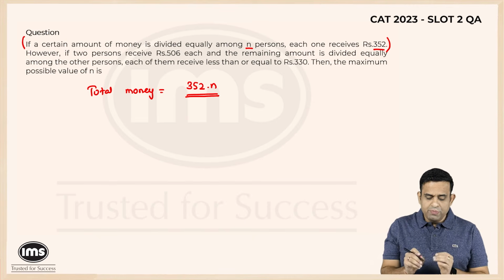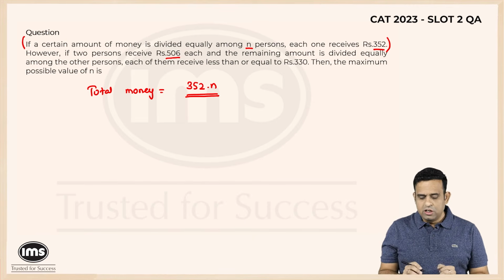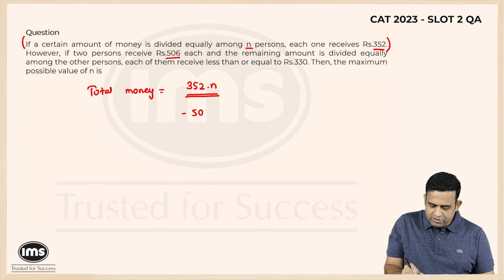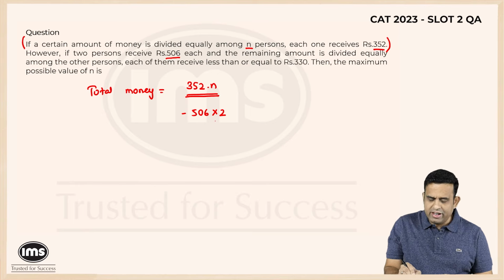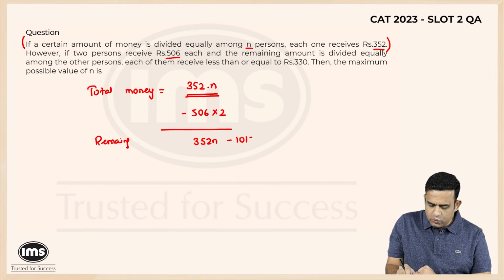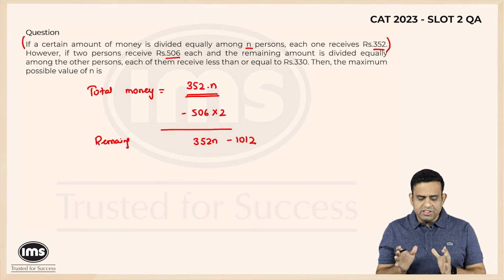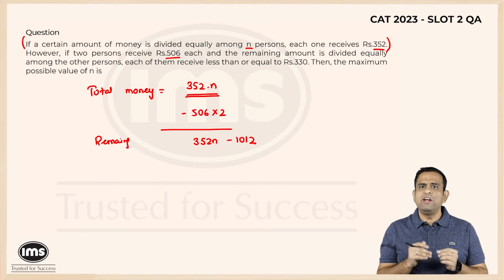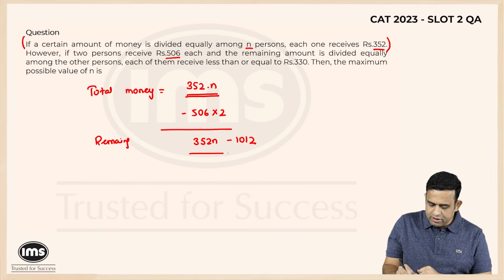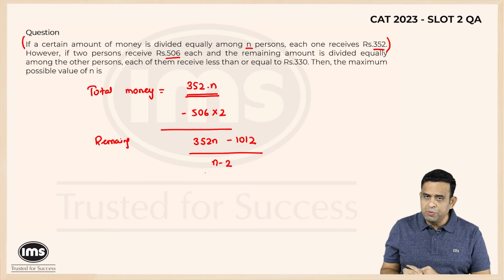Now they are saying if two people receive 506 each, so out of 352n, you are already giving 506 to two people. So you're subtracting 1012. The remaining amount would be 352n minus 1012. And if I divide this equally among the remaining persons, out of n, two of them have got 506 each, so the remaining is n minus 2 people.